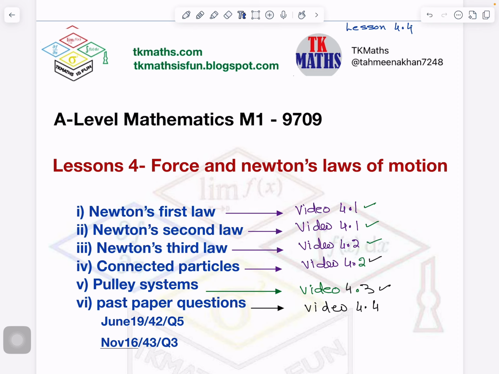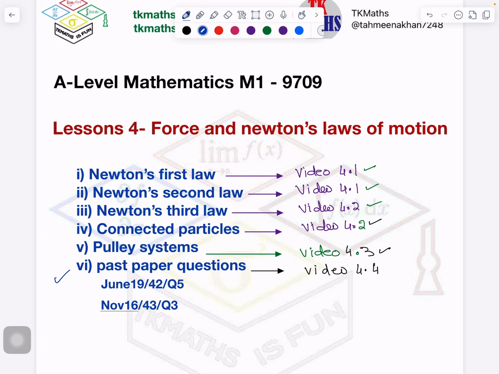In today's video, which is in continuation of complete lessons on M1 A-level mathematics, we are on lesson 4, which is force and Newton's laws of motion. So this is video 4.4, which is basically past paper questions. The rest of the videos are already there, you can see the link in the description below. So let's continue. We will do these two past paper questions.